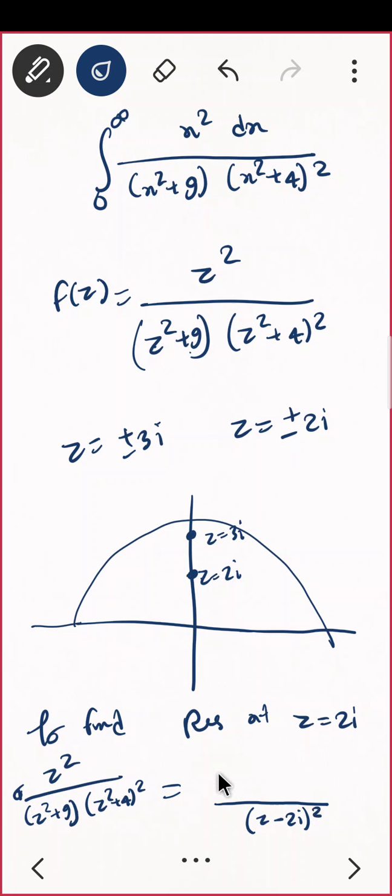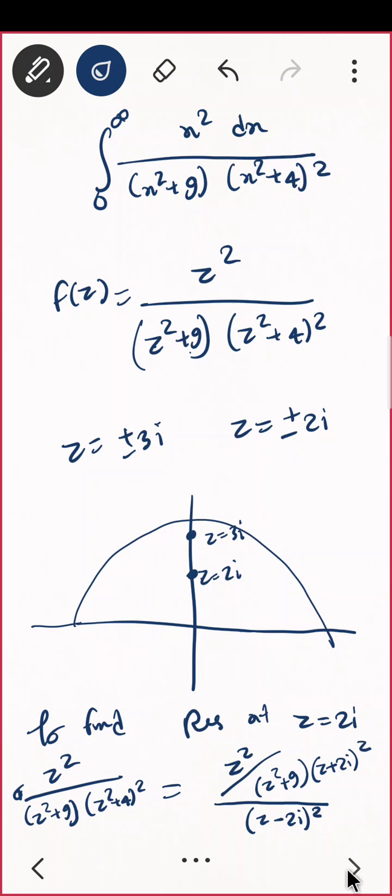And what will be in the numerator? It will be z square divided by z square plus 9 into z plus 2i, the whole square. Is that clear to you? Then what do you see? Power 2 means you have to take a derivative once. That depends on the question. Here you just find one derivative and find the residue at z equal to 2i. Similarly find the residue at z equal to 3i, add the residues and get the answer.